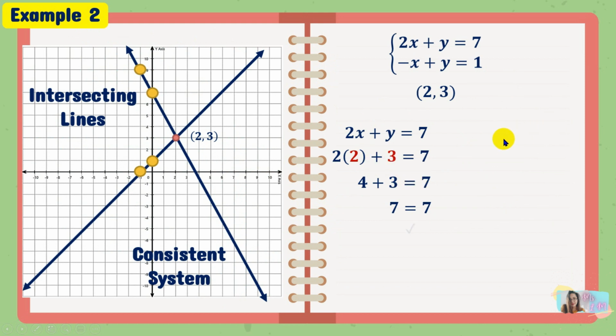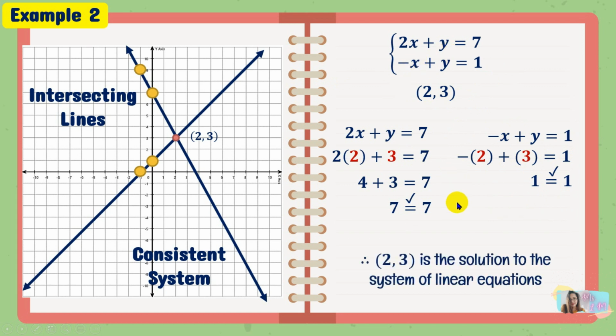How about the second equation? So, we're going to have negative of 2 plus 3, is it equal to 1? Magkakaroon tayo ng 3 minus 2 and obviously that's positive 1 and 1 is equals to 1. 2 and 3 satisfies the second equation.